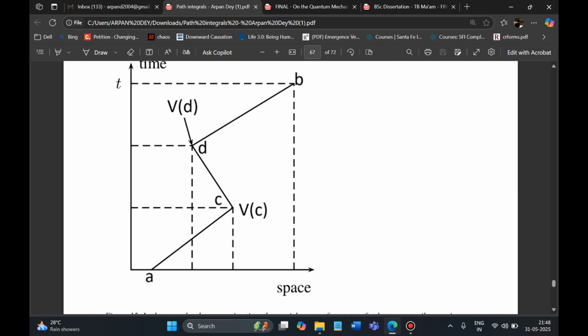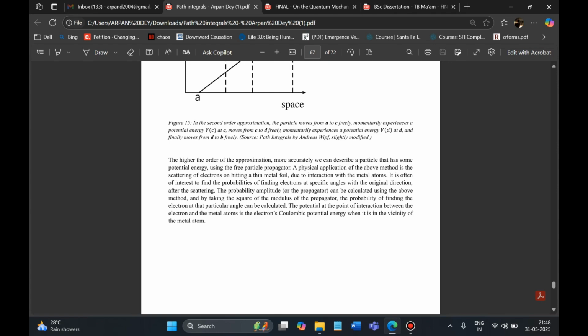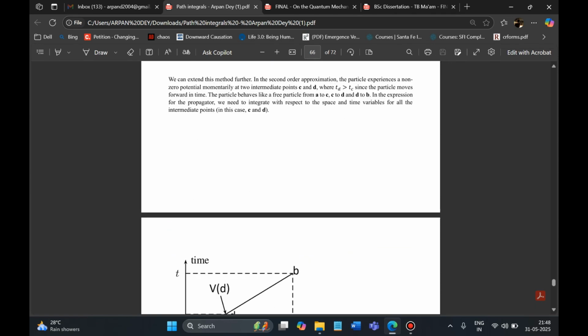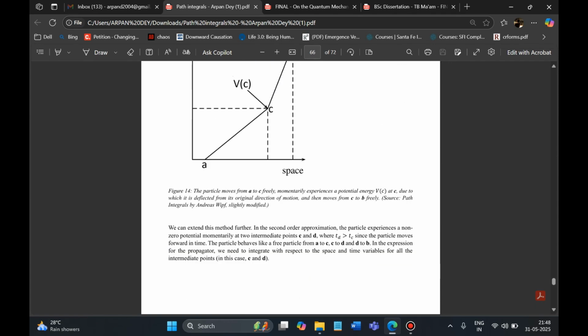So in the second order approximation, we take two intermediate points C and D, where the particle experiences the momentary non-zero potentials Vc and Vd respectively. From A to C, the particle is a free particle. Here it momentarily experiences Vc, and then from C to D it again is a free particle. Then at point D it experiences a momentary potential Vd. Then from D to B it's again a free particle. So this is the second order approximation, and we can keep on doing this for even higher order approximations.